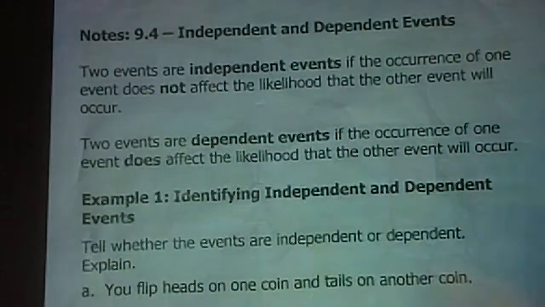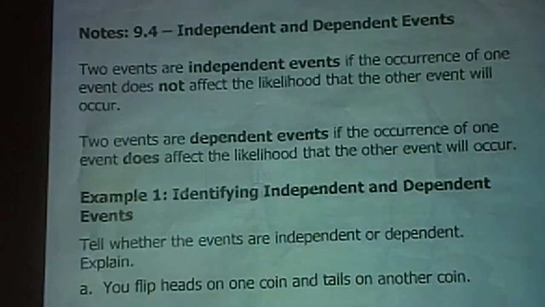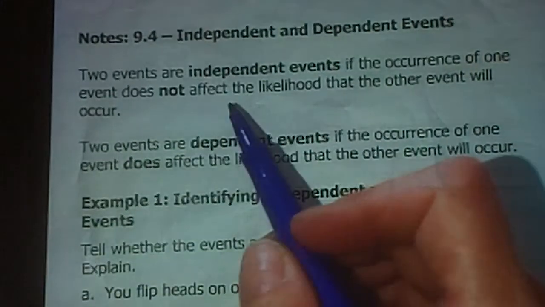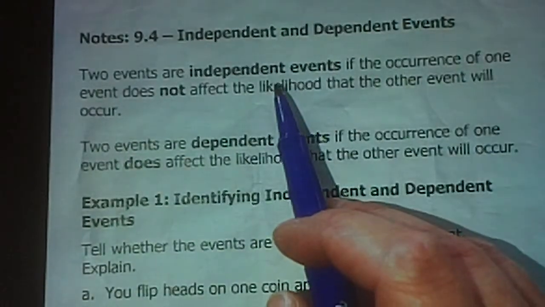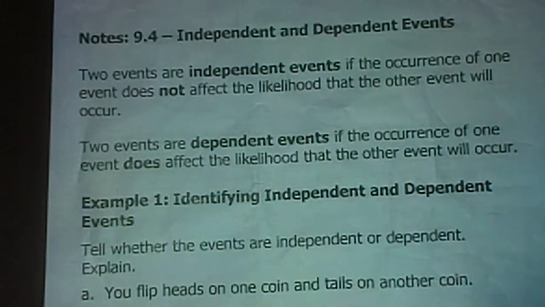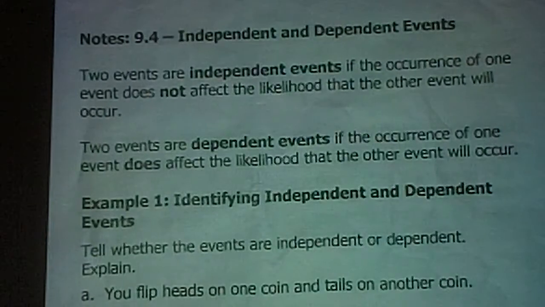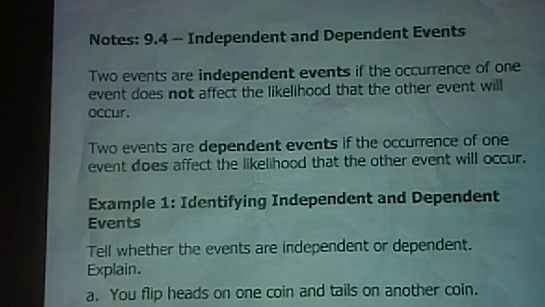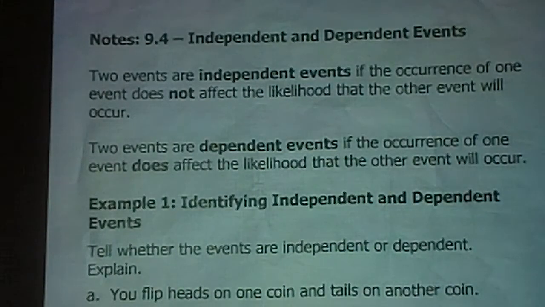So 2 events. We first need to understand what are independent and dependent events, and that's the first part of this. So independent events, they are independent if the occurrence of one does not affect the likelihood of the other. So if you spend all night studying for your science test, is that going to get you 100 on your math test? I really don't think that those 2 events are linked.